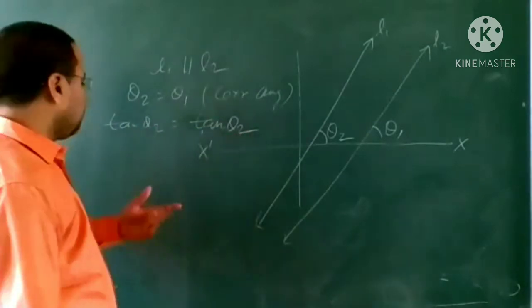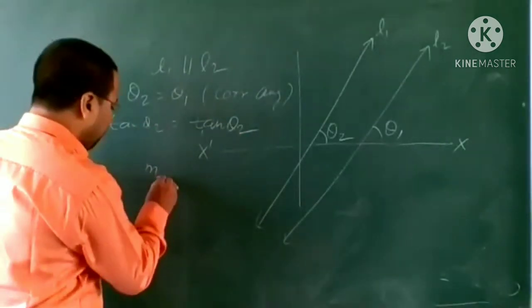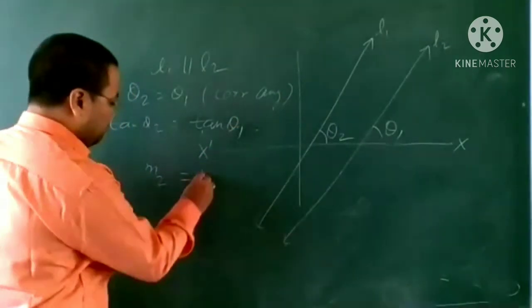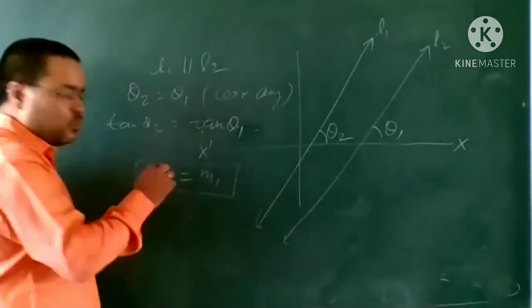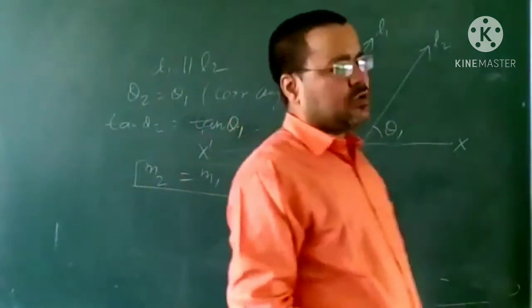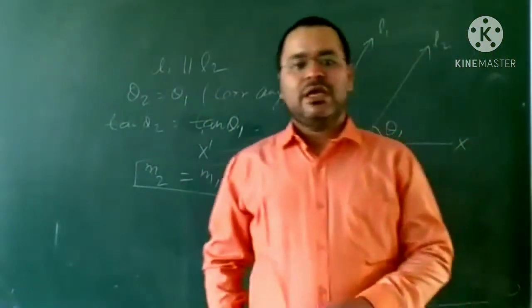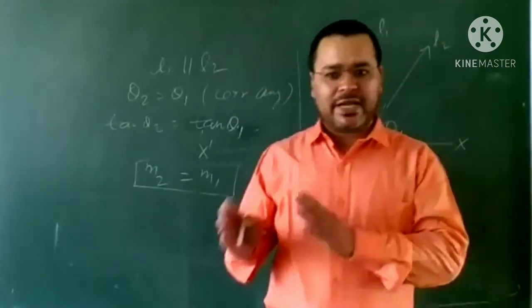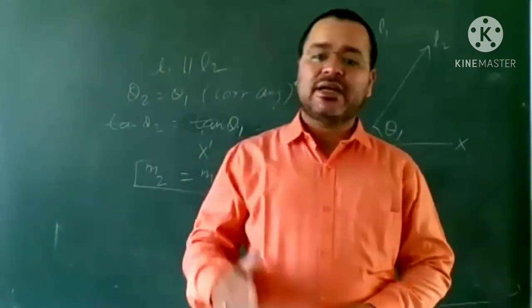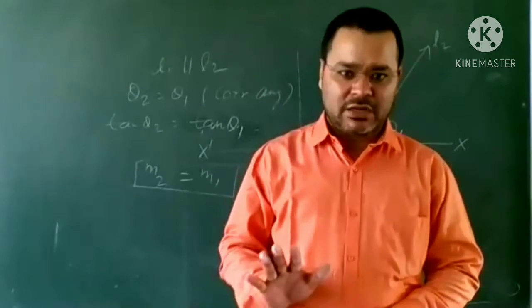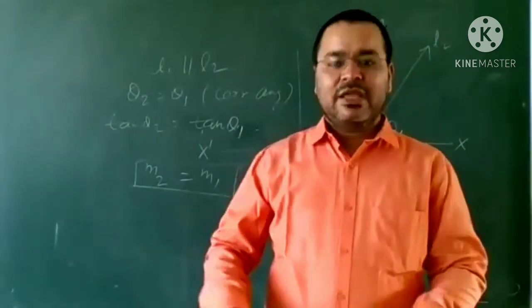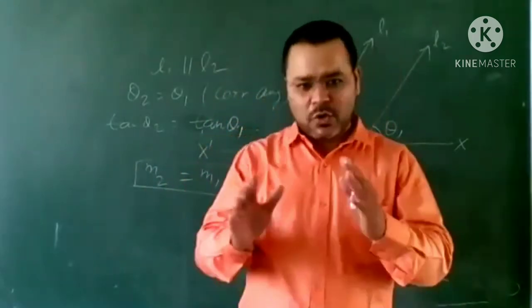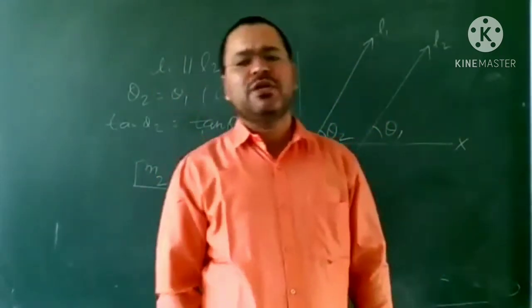And tan theta 2 is what? That is m2. And here tan theta 1, that is m1. Means m2 will be equal to m1, or we can say m1 is equal to m2. It means if two lines are parallel, listen carefully, if two lines are parallel, then their corresponding slopes will be equal.